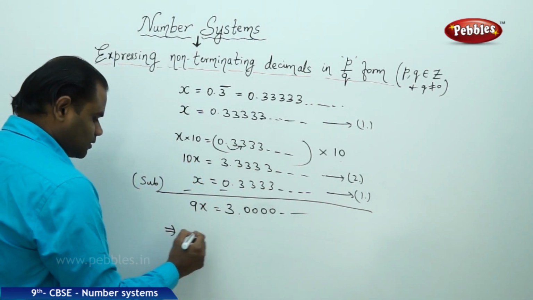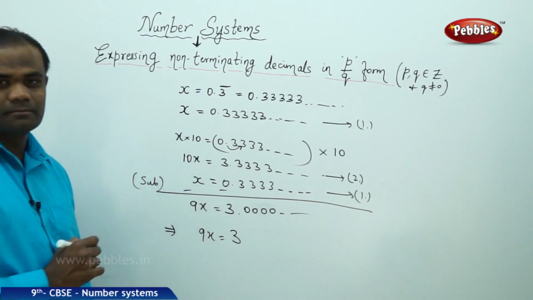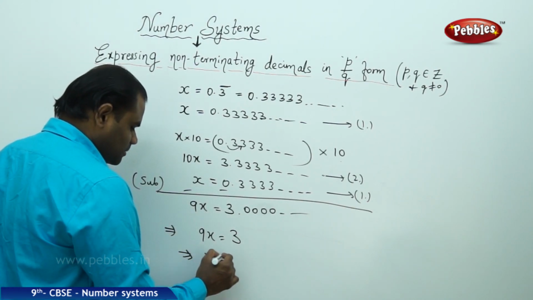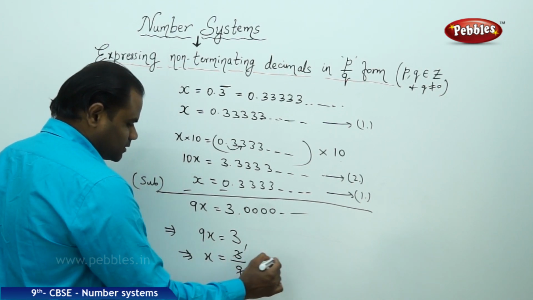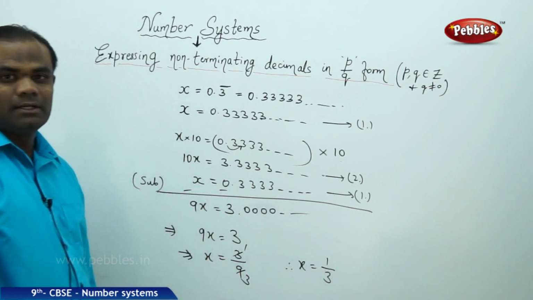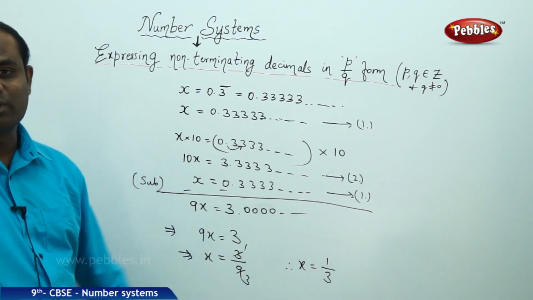Therefore, this on further simplification reduces to 9x equals 3, which by taking the constant to the right gives me x equals 3 over 9, which is three 1s, three 3s. Therefore, x is 1 over 3. Therefore, my x, which is 0.3 bar, can be written as 1 by 3.